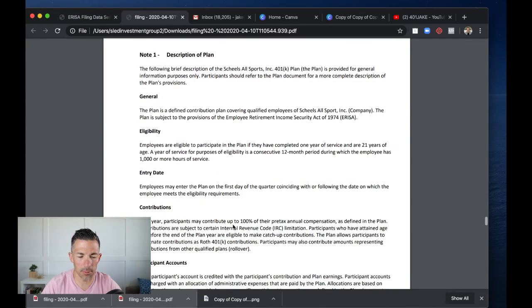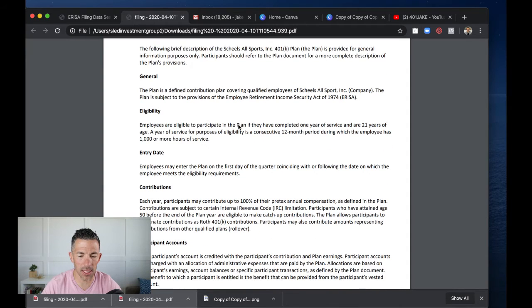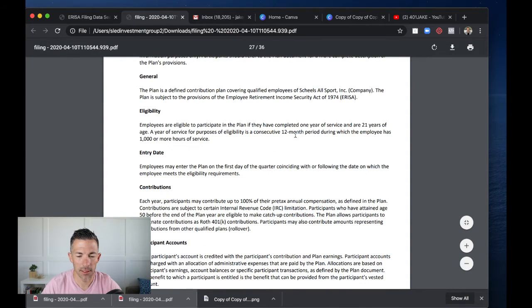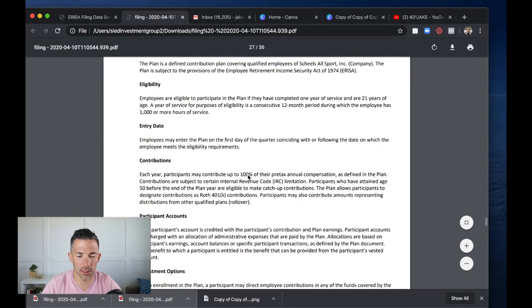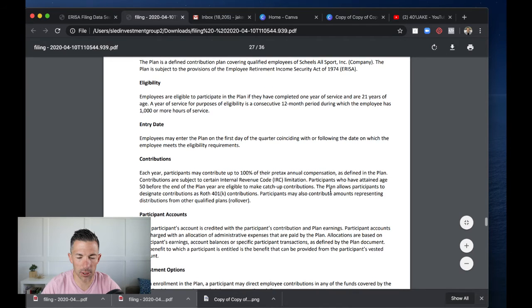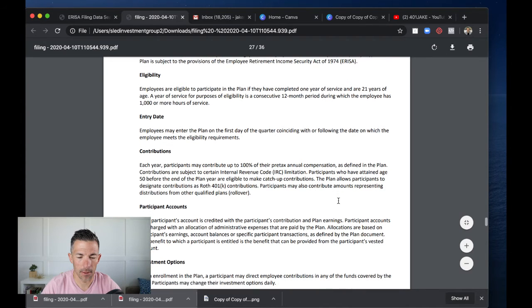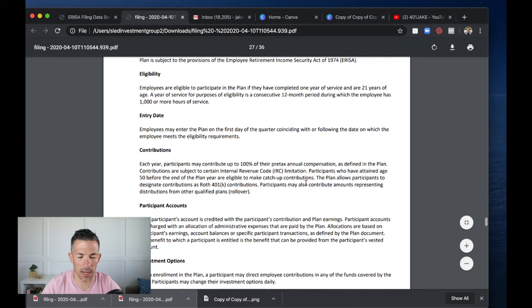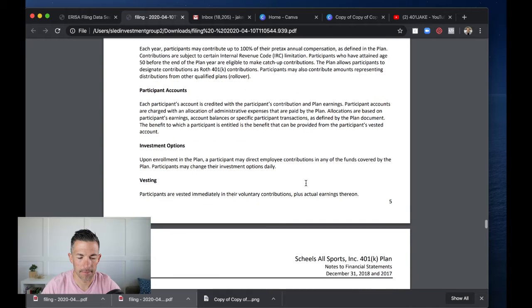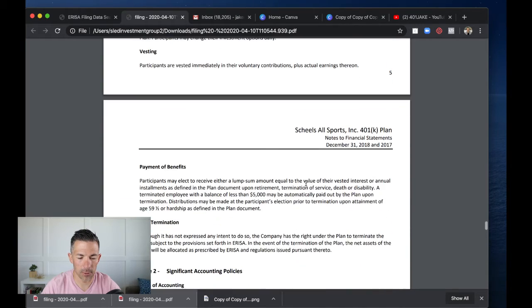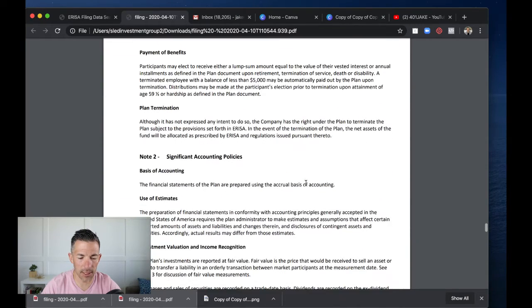And then the description of the plan, this is important. Eligibility, you can see they have a 21-year and 12-month eligibility period, 1,000 hours of service, so pretty standard. Contributions, they're matching, sometimes it'll tell us our match. So it's not telling us right there. Let's see if there's anything else that mentions. So it doesn't go into specifics of their plan design.